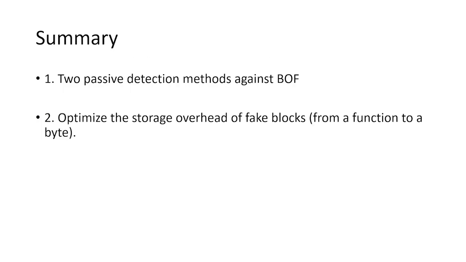So in summary, we contribute 3 new anti-fuzzing methods: the 2 passive detection methods against binary-only fuzzing, and the passive detection can precisely identify the existence of fuzzers. Also, we have contributed the landing space, which optimizes the storage overhead of fake blocks from 1 function to only 1 byte. Thank you.